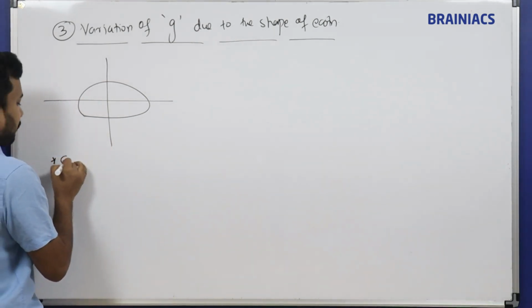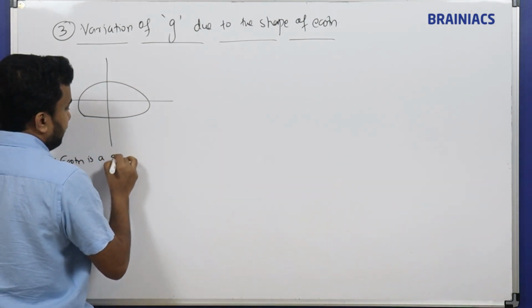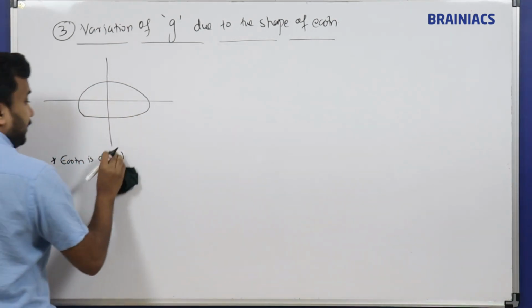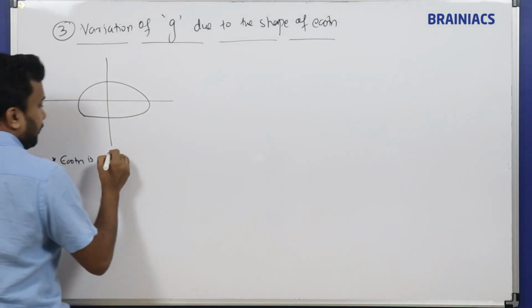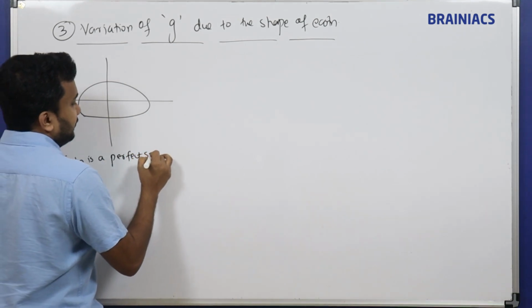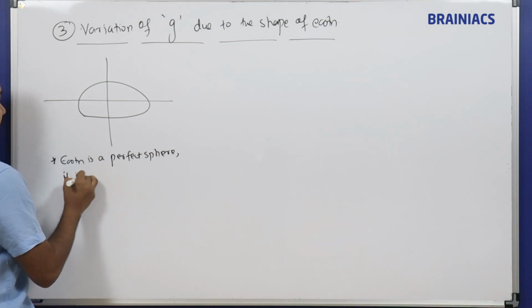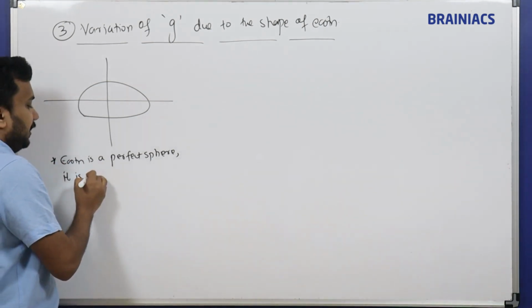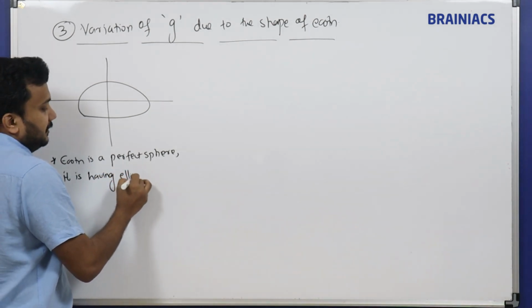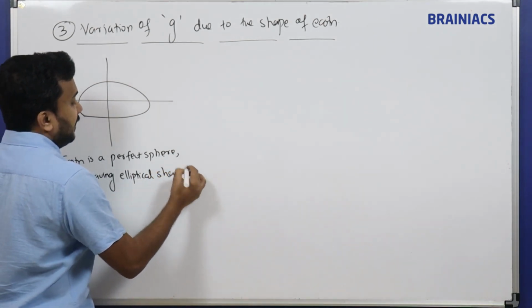So Earth is not a perfect sphere. We can write: Earth is not a perfect sphere. It is having an elliptical shape.